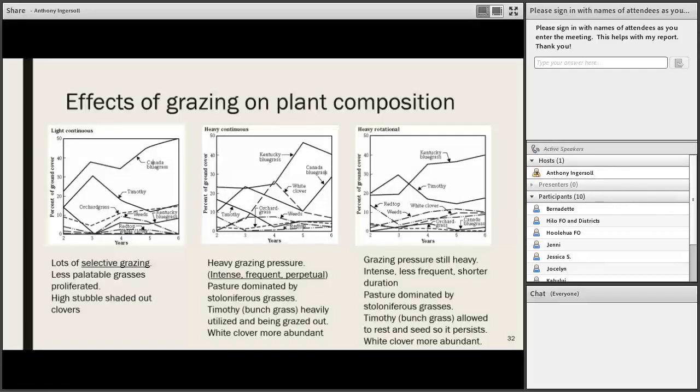The third one is showing the effect of heavy grazing but in a rotational system. So the Kentucky bluegrass and the white clover were favored because the grazing height was pretty close. There was still quite an intense impact on the grass. Most of the taller grasses pretty much disappeared.